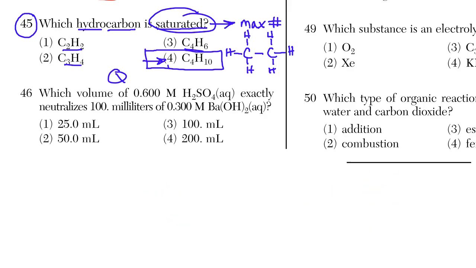Number 46. Which volume of 0.600 molar H2SO4, H in front, screaming to me acid, exactly neutralizes 100 milliliters of a 0.300 molar barium hydroxide, metal hydroxide? That's a base, acid-base neutralization reaction. So one thing I will tell you is if you can identify acids and bases and they're adding them together, you're dealing with a titration problem.